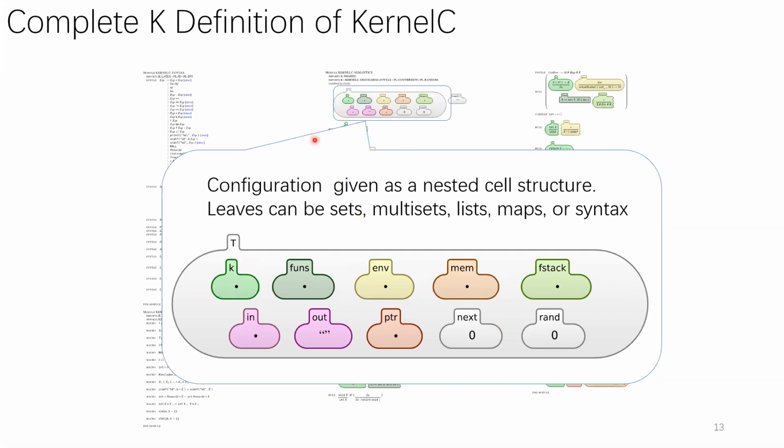For example, in kernel C, the k cell here will hold the remaining code or the computation, the program that needs to be executed. The funcs cell holds the set of functions, the env cell holds the current environment, and there are cells for the current heap, the function stack, input buffers and output buffers, and also the malloc free pointer map, and so on.